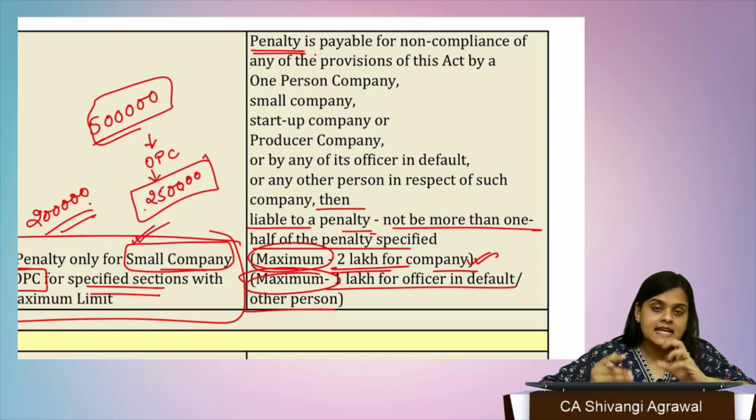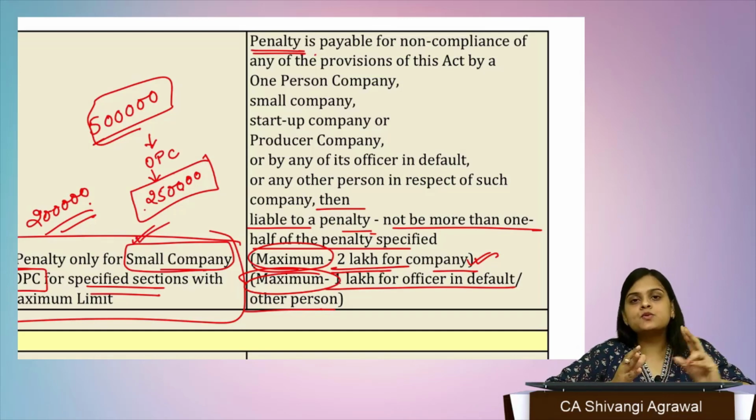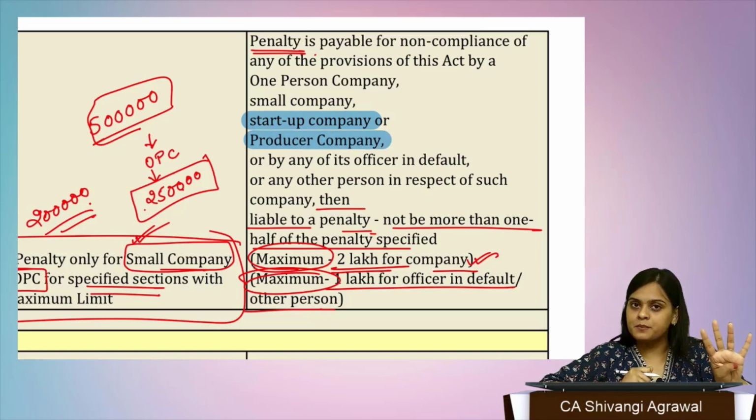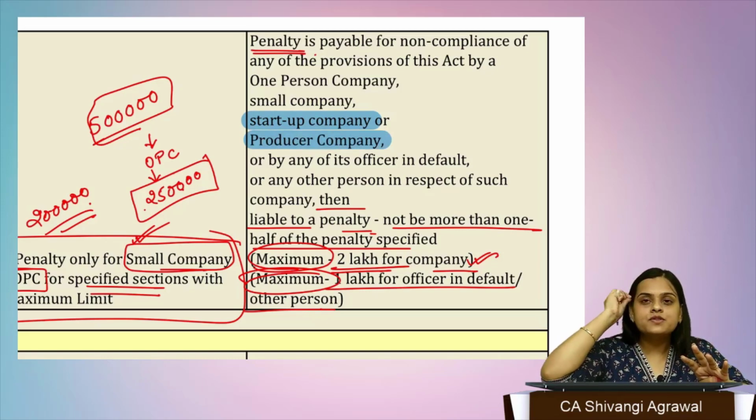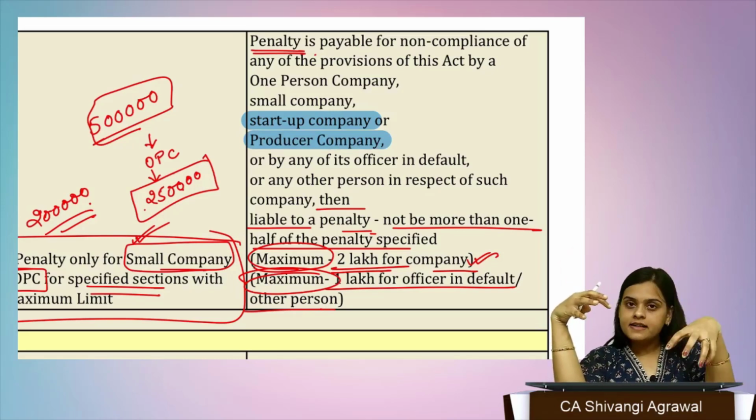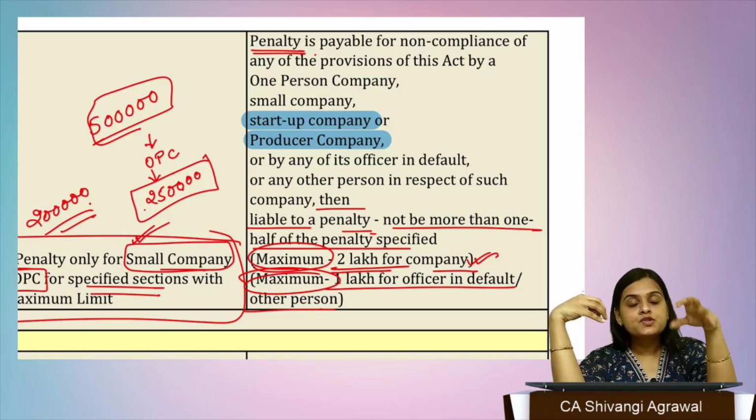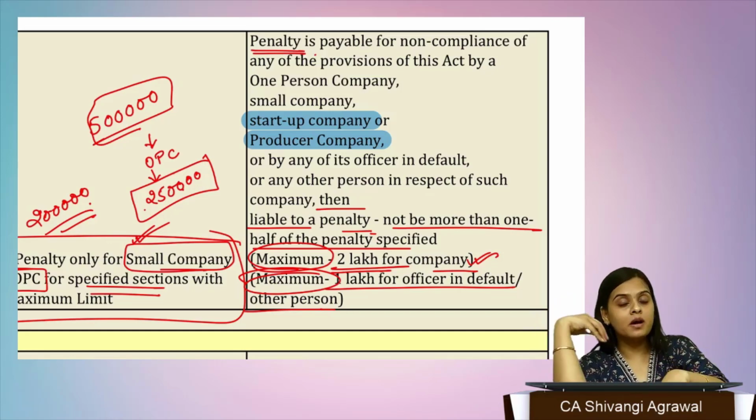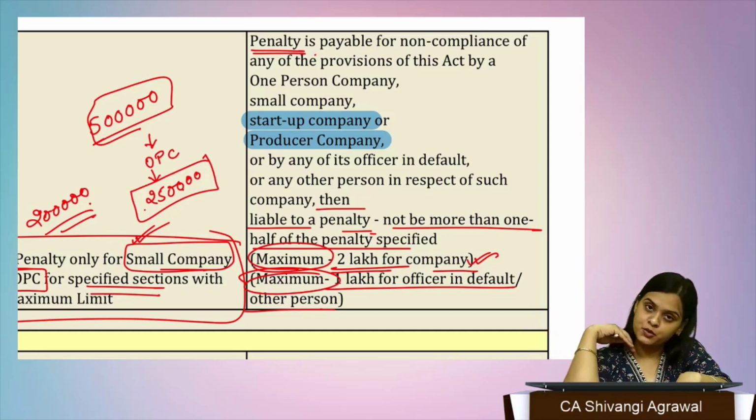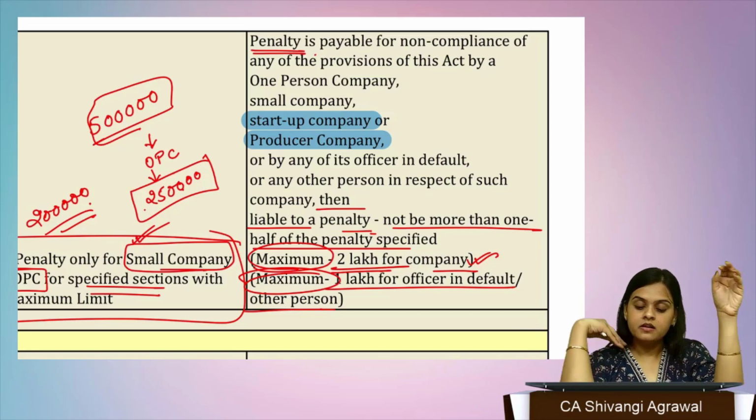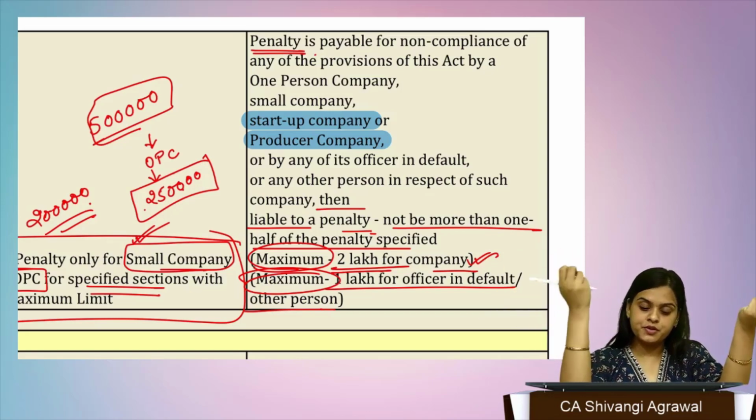And earlier this lesser penalty or this benefit was only for small company and one person company. Now this benefit is also for startup company as well as for producer company. See, producer company also, earlier the provisions of producer company we used to read from Companies Act 1956 because they were not notified in the new Companies Act 2013, but now they have been notified, and accordingly some exemptions have also been given to producer company, because they are related to agricultural produce.